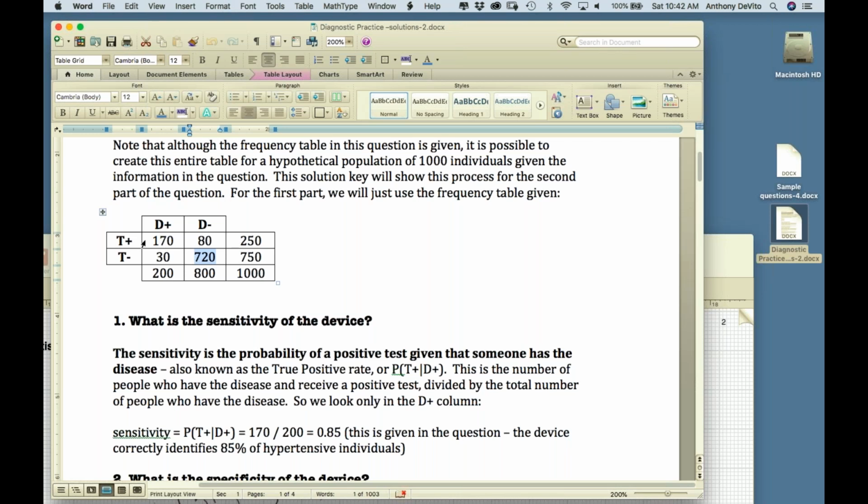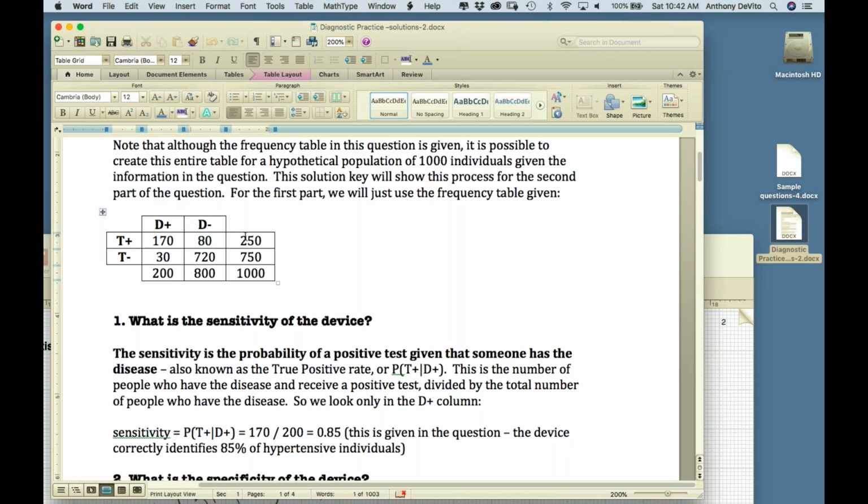Well, let's take a look at the people that tested positive, because that's usually what we're really interested in, right? How many people in this population tested positive? 250 tested positive. How many of them actually had the disease? Well, 170 out of the 250 actually had the disease. The other 80 didn't have the disease.